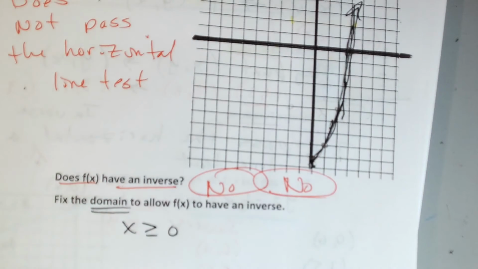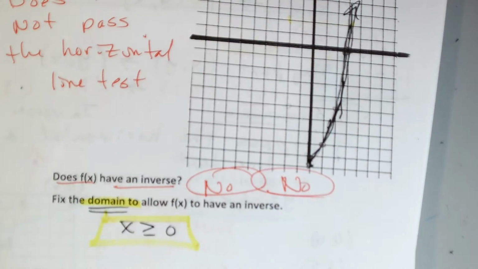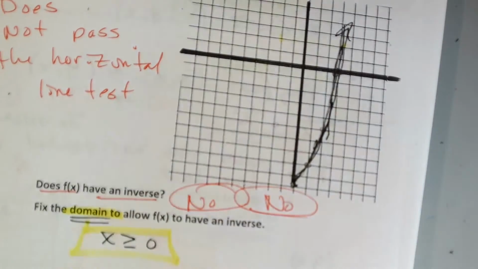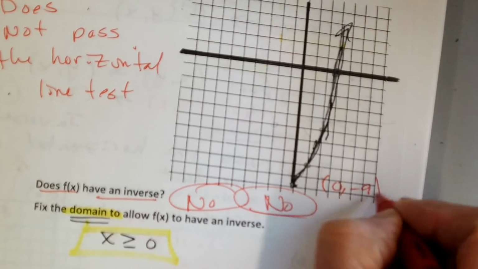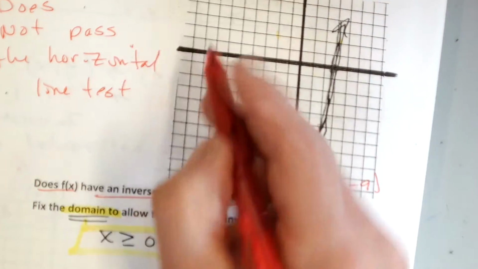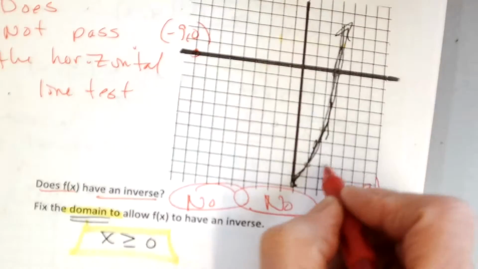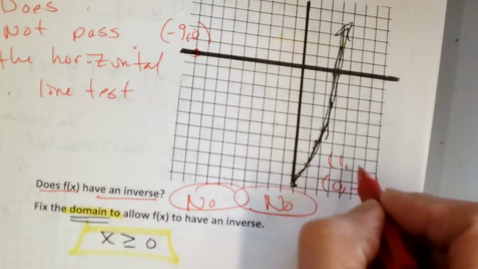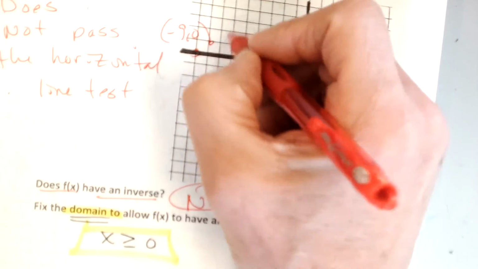So I change the domain to x is greater than or equal to 0. Okay? And now it does have an inverse. That's awesome, okay? So now, if I want to graph its inverse, this is at 0, -9. So I'd have a point at 1, 2, 3, 4, 5, 6, 7, 8, 9. Have a point at -9, 0. This is a point at 1, -8. So I'd have a point at -8, 1.